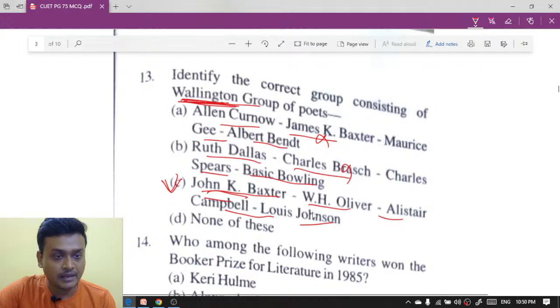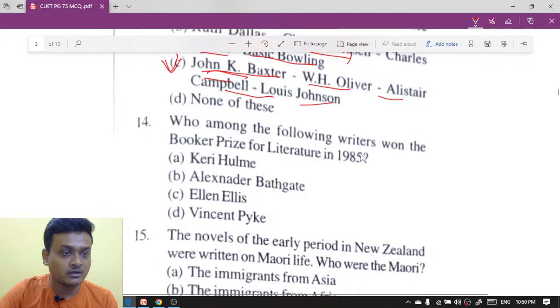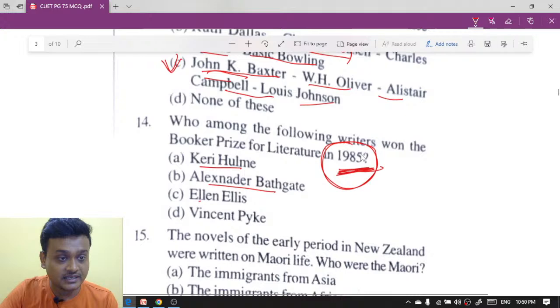Moving on to question number 14. Which of the following writers won the Booker Prize for Literature in 1985? Keri Hulme, Alexander Bathgate, Helen Ellis, or Vincent Pike? It is Keri Hulme. Keri Hulme is one of the finest writers in the field of New Zealand literature. So Keri Hulme got the Booker Prize in 1985, the New Zealand writer.